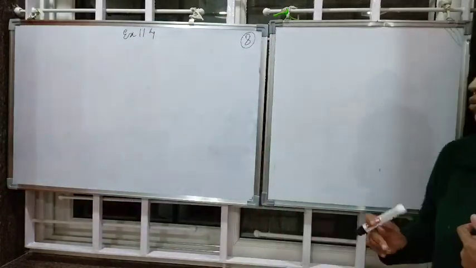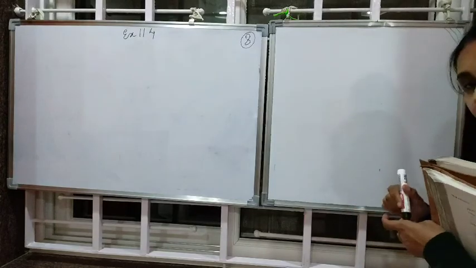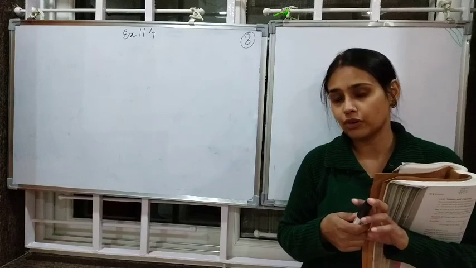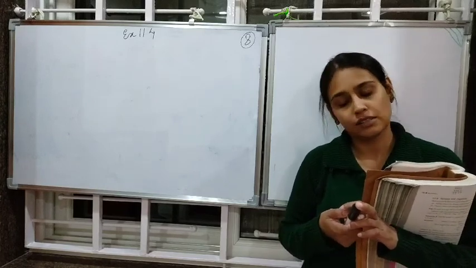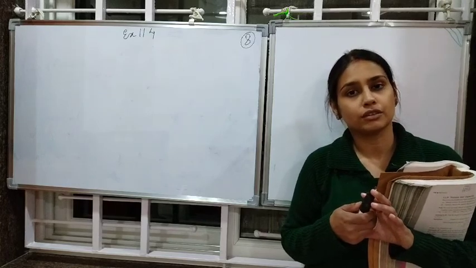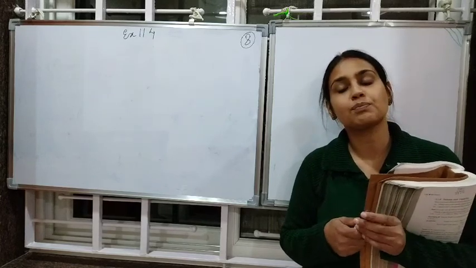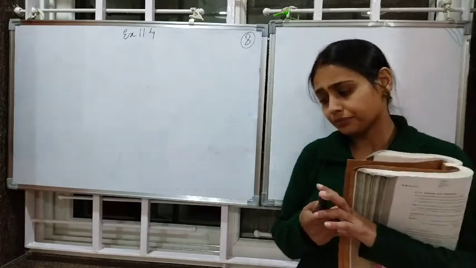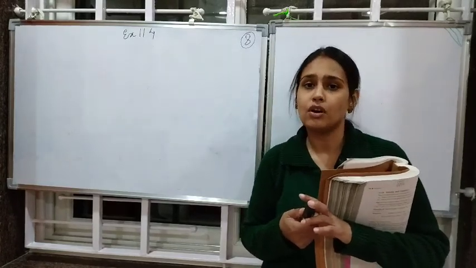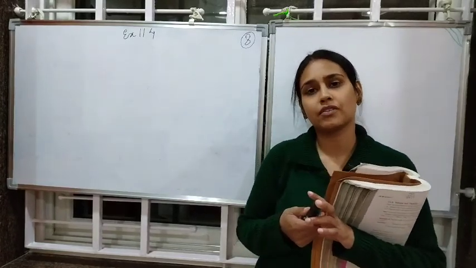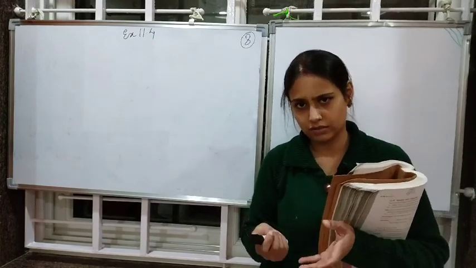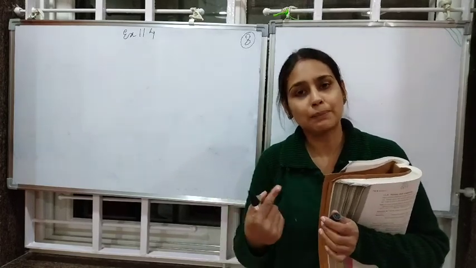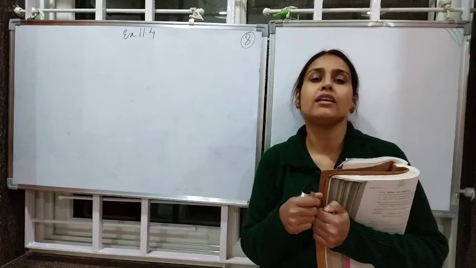So children, today we have to start exercise 11.4. In our previous video, we discussed the volume of cuboid, cube and cylinder, where we studied that volume is the space occupied by a 3D object. The volume of a cuboid or a cube, or any solid shape we can say, is given by the area of its base multiplied by the height.